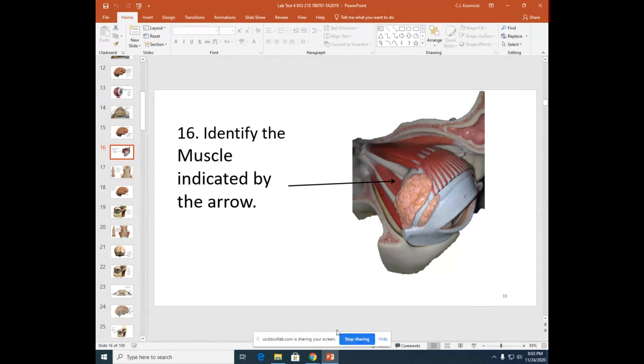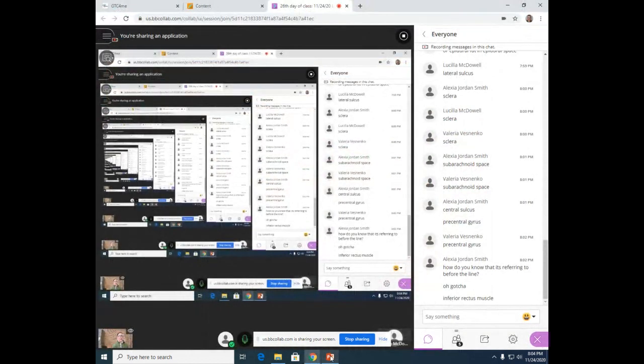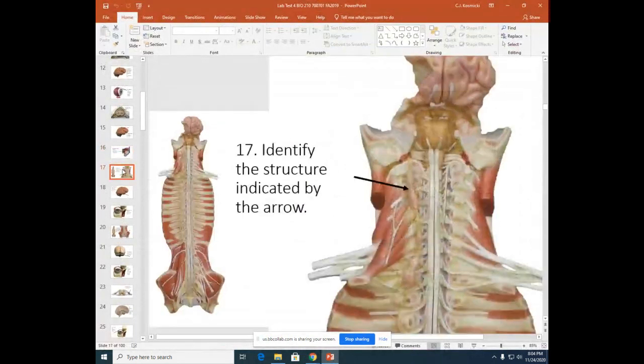All right, and then you've got this gland here. You should know where that is. I'm going to probably ask you that later on in the test. So what do we say this muscle is? Yep, inferior rectus. Good. What do we got at home? Inferior rectus. That's right. Good job. Inferior rectus.